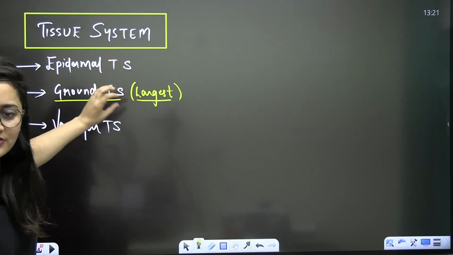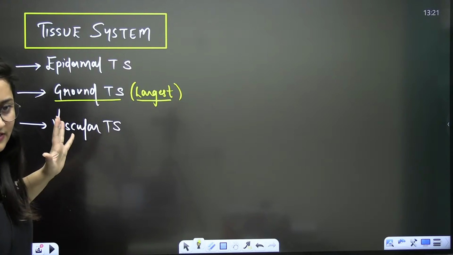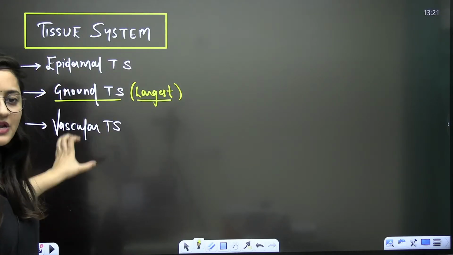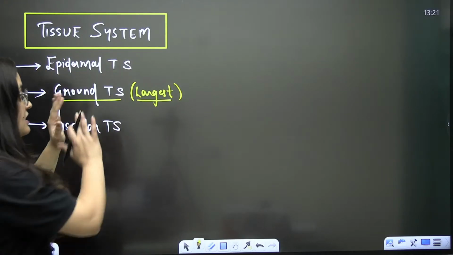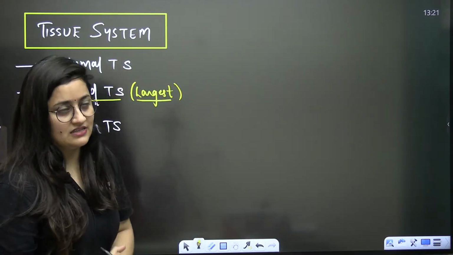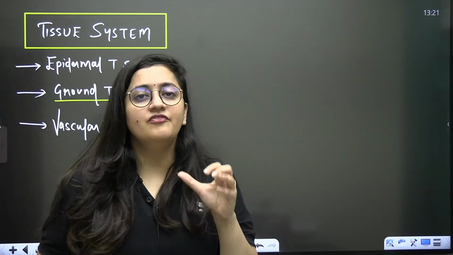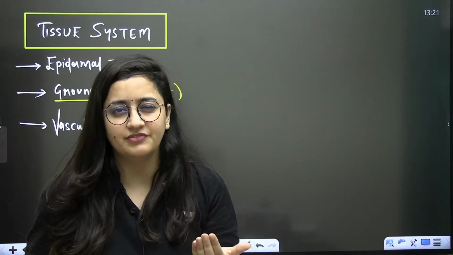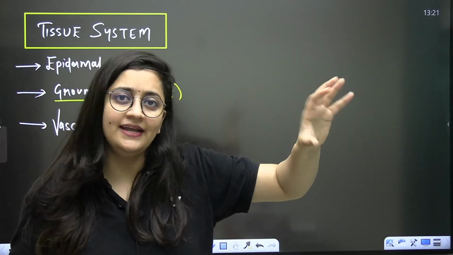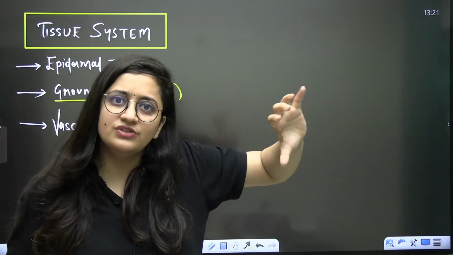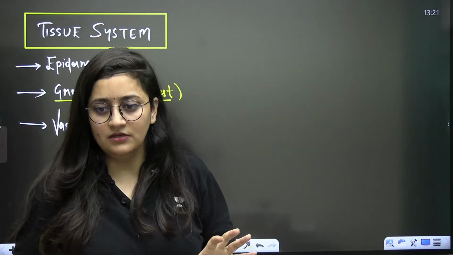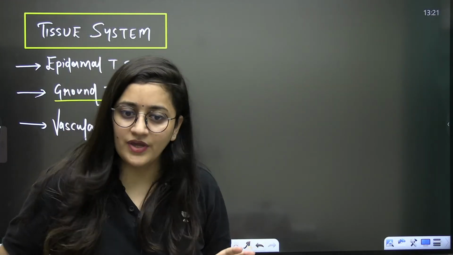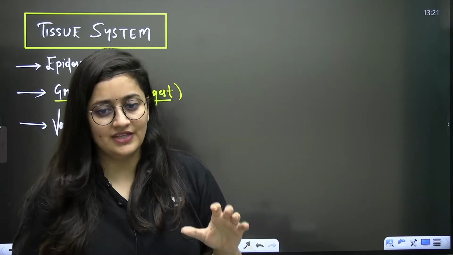Okay, so in the tissue system, epidermal, ground and vascular tissue system is there. So this is what we have covered in the last class. So now what we need to start. If you have checked that session, very good. Otherwise, please go and check that session after the class, because under the topic tissue system, I have covered maximum things, even the exceptions. That will be very good for you to cover.